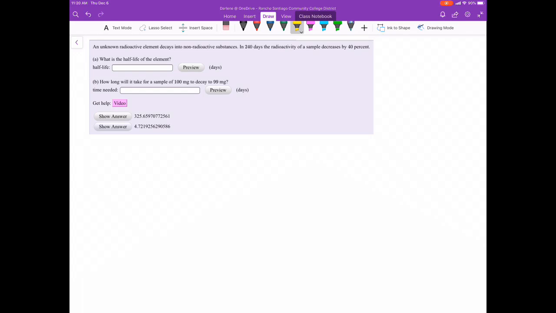Well, the first thing we have to recall is that the half-life is when the element decays to half of the original amount.